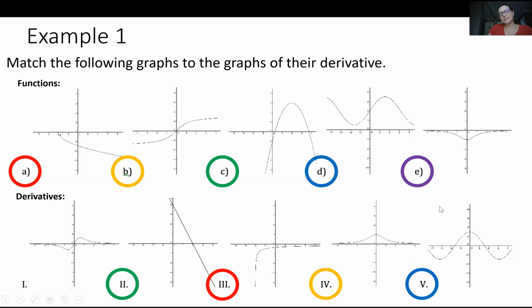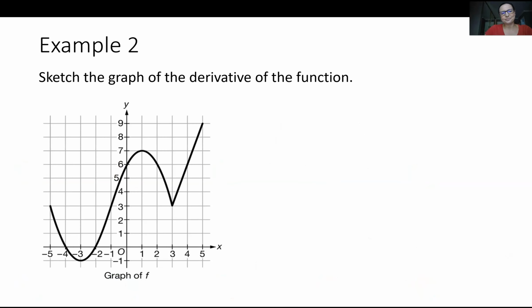Okay, so then that leaves E with 1, because the slopes start off as negative, they go to 0, and then they turn positive. And so we have negative y values, a 0 at 0, and then positive y values. Okay, so that's kind of some practice with matching. Now let's try to do it by hand.